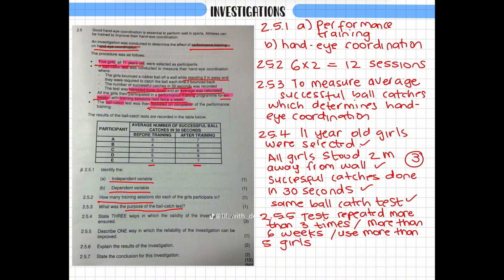Moving on to the next question, it says, explain the results of the investigation. And when you look at the table, you can see that the average number of successful ball catches increased after the training. So that tells us that definitely performance training does improve hand-eye coordination. So you tell us that successful catches increased after the training, and therefore performance training improves hand-eye coordination.